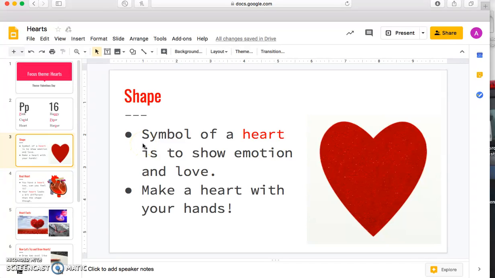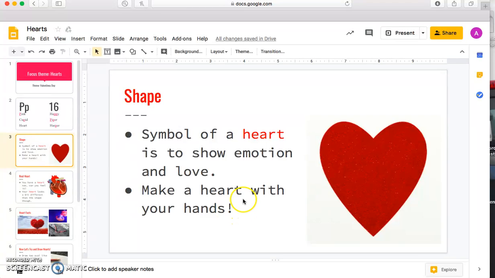This is where your learning lesson comes into play. So as you can see, this student that made this PowerPoint slide focused on the shape of a heart in this slide. And they put down that the symbol of a heart is to show emotion and love. So what does that mean when we see hearts? Typically that means we show emotion and love towards another. And then they have down, make a heart with your hands.